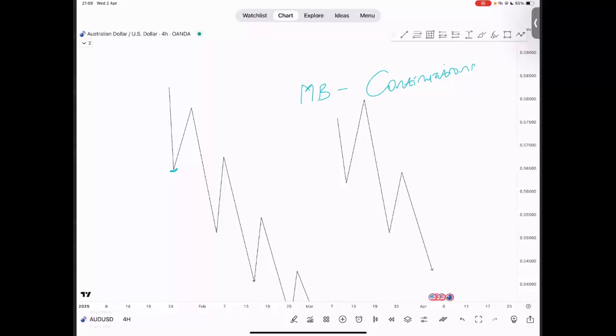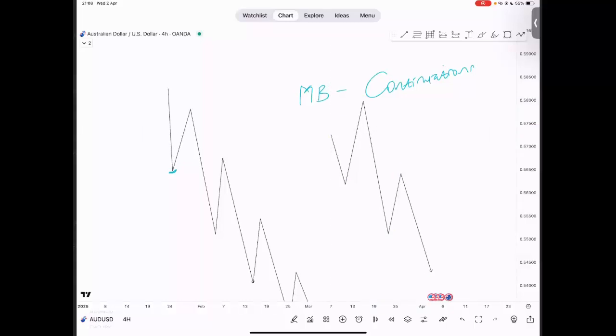You can see that here is a higher high at this point. This is a higher high now. This is a higher low. Why is this a higher low? Because it put in a new high.